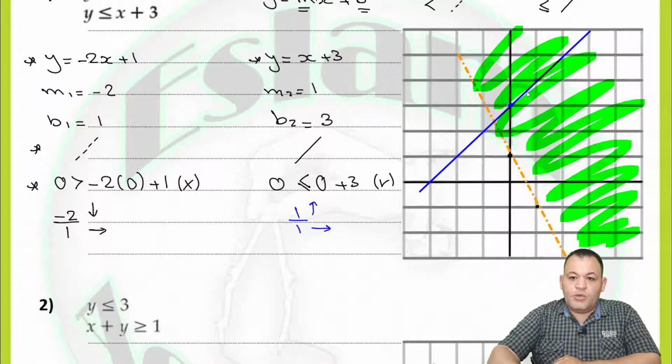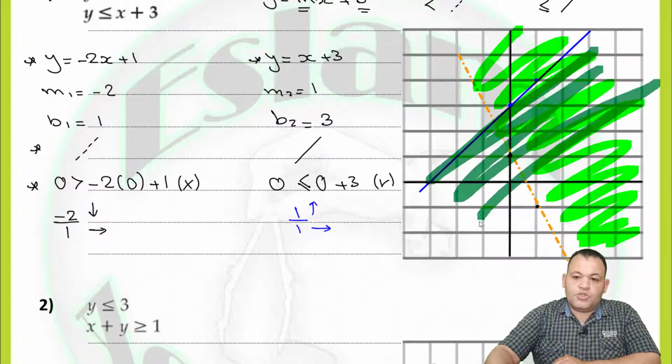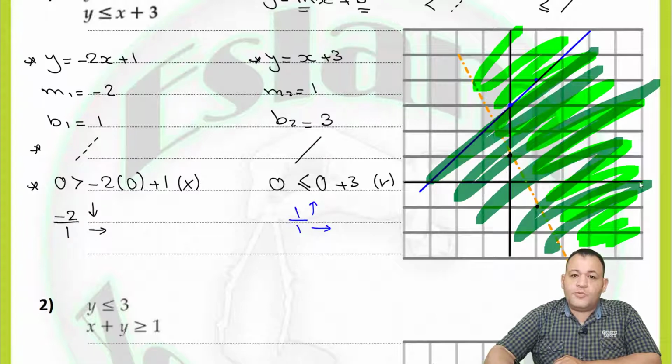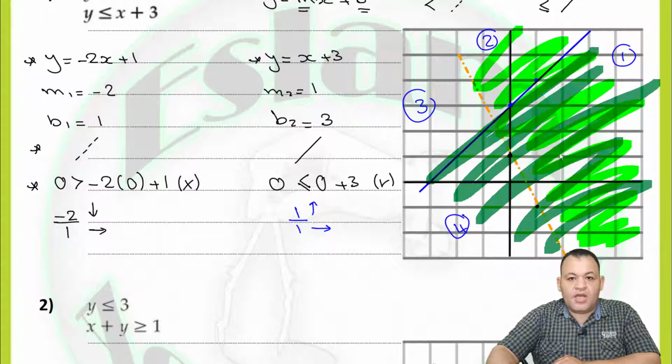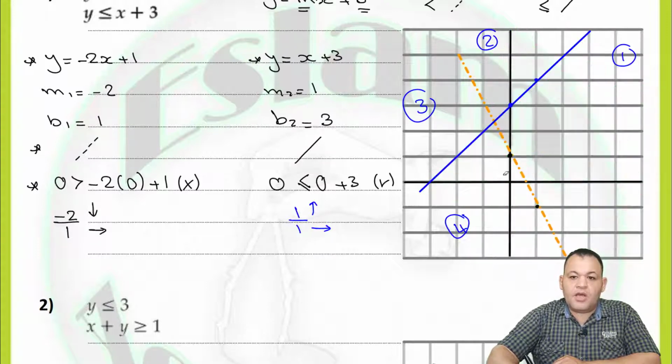If you look at the line, you have two different places: a part which contains the point (0, 0) and a part which doesn't. We said (0, 0) satisfies the inequality, so the solution will be at this part. So we'll shade the common part. Which part is common? We have four different regions: 1, 2, 3, and 4. You will find that region number 1 is the common region. So the solution will be the common shaded part, which is this one.